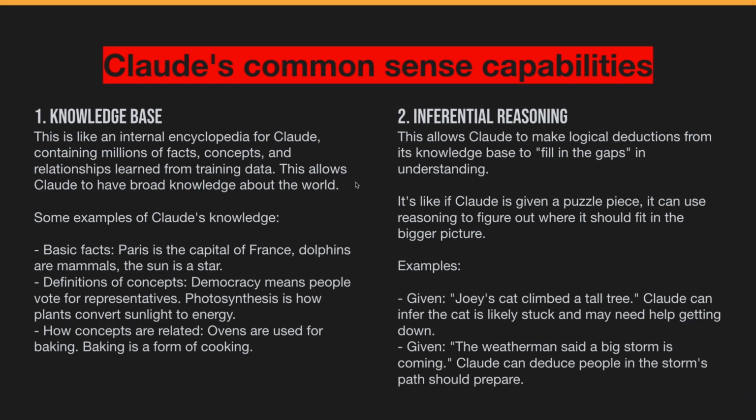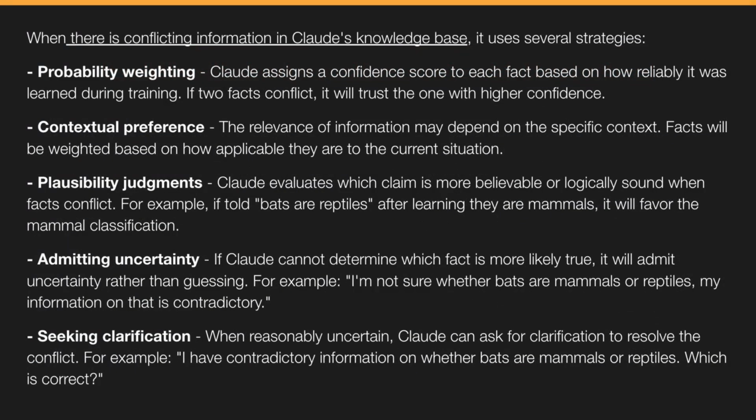Inferential reasoning is the second most important point that makes Claude's common sense capability so powerful. It allows Claude to make logical deductions from its knowledge base to fill in the gaps in understanding. It's like if Claude is given a puzzle piece, it can use reasoning to figure out where it should fit in the bigger picture. Given the weatherman said a big storm is coming, Claude can deduce people in the storm's path should prepare themselves to either evacuate or for the storm that's coming their way. So Claude is really powerful in that.